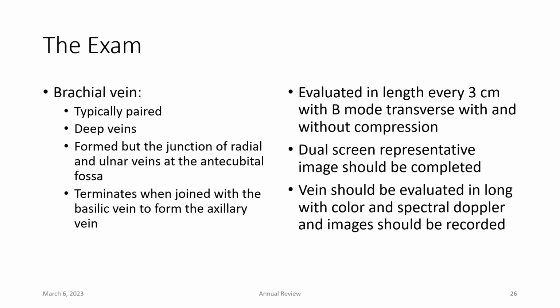Okay. Now, this brachial vein you want to assess from that area where it has become the axillary vein and follow it distally, compressing every 2 to 3 centimeters in transverse in B mode, taking proximal, mid, and distal comparisons with compression and taking representative images at those 3 levels. Once that's completed, you want to evaluate in B mode in long and add color in long and assess with spectral.